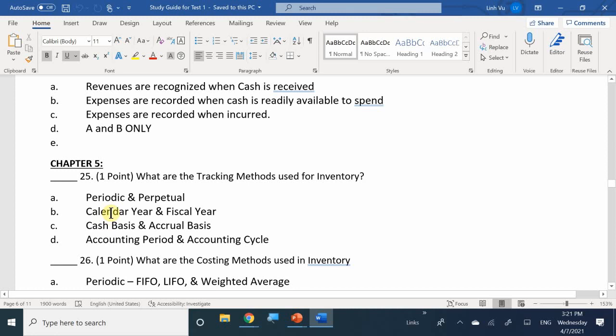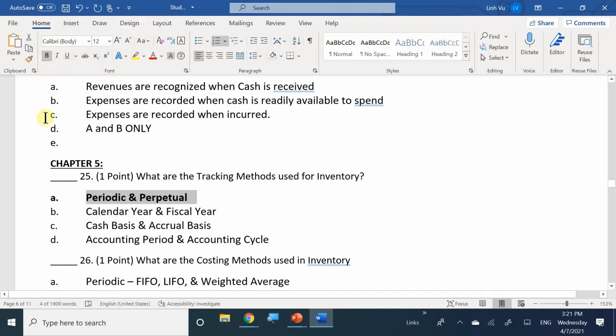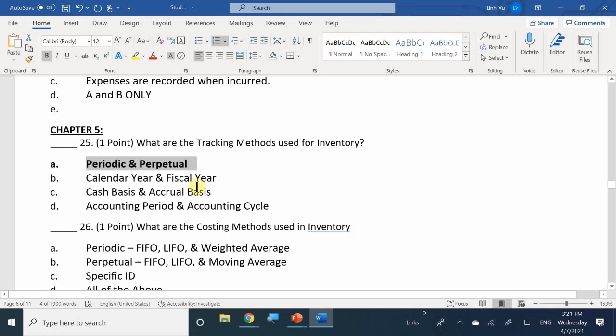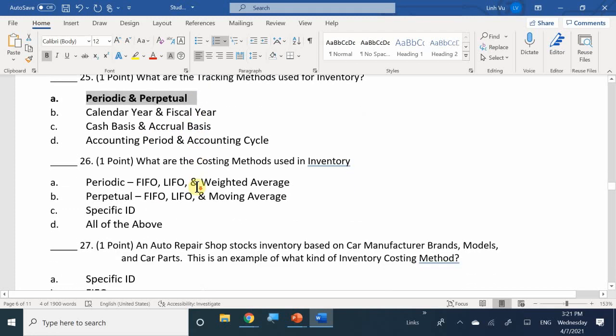What are the tracking methods used for inventory? A, right? Periodic and perpetual. Pretty straightforward, right? It's not calendar year or fiscal year. It's definitely not cash or accrual basis. And it's definitely not accounting period and accounting cycle.